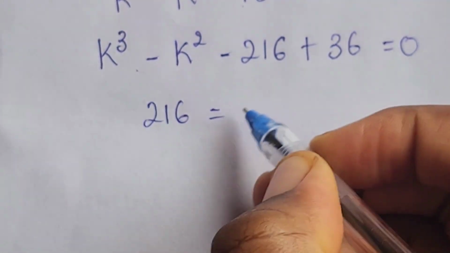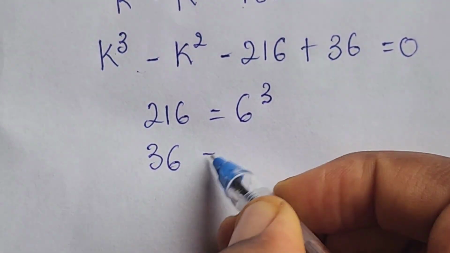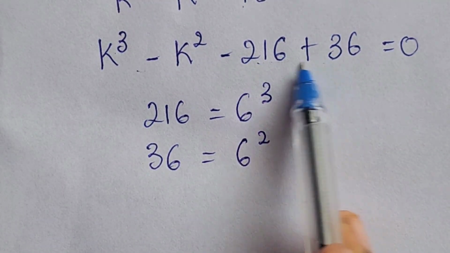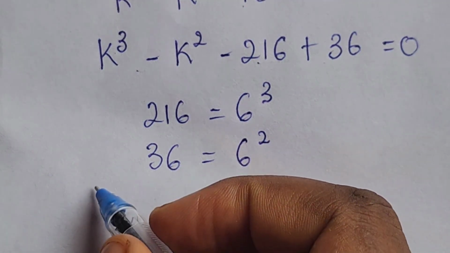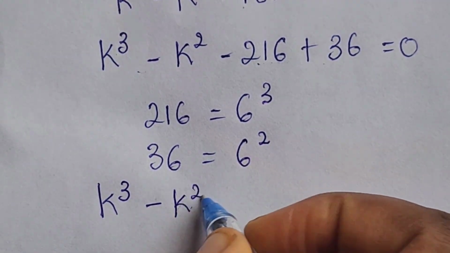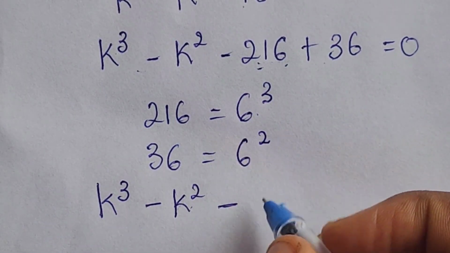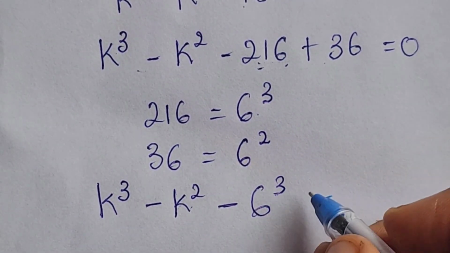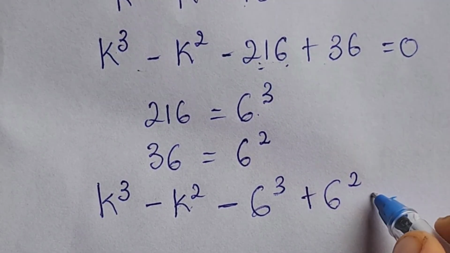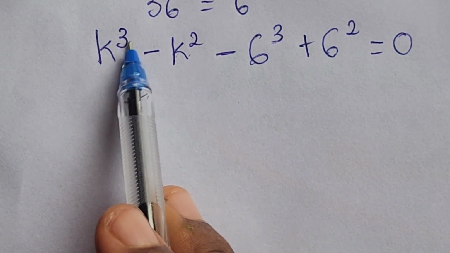216 is equal to 6 to the power of 3, and 36 is equal to 6 to the power of 2. So we'll be rewriting this here to have k cubed minus k squared minus our 216, which is 6 to the power of 3, plus 6 to the power of 2, equal to 0. So we can rearrange this using the powers here.